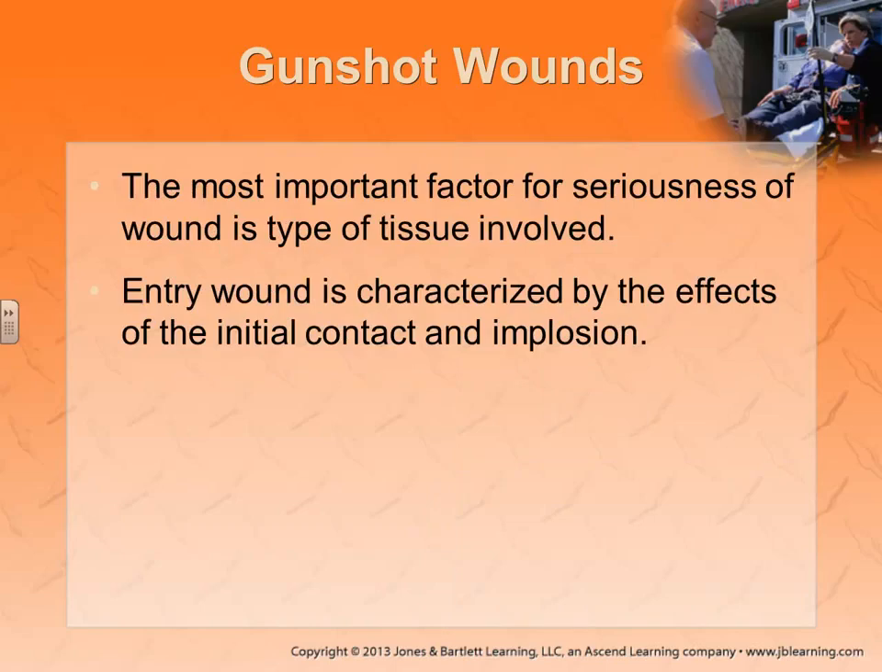With gunshots, what type of tissue is involved? All right. Is it a high velocity that's impacting the head? Is it a low velocity buckshot that's spraying the back? It depends on the anatomical area. And then the entry wound is characterized by the effects of the initial contact and implosion. So depending on the caliber, depending on the type of ammunition that's being used, you may have a different type of entry wound. Okay?